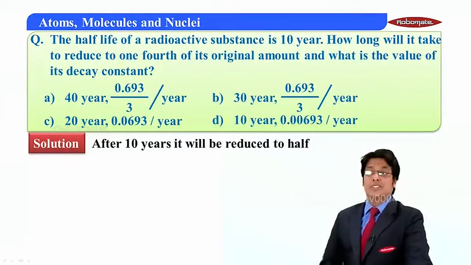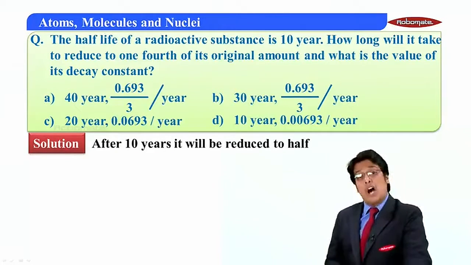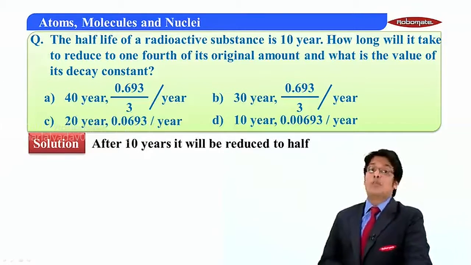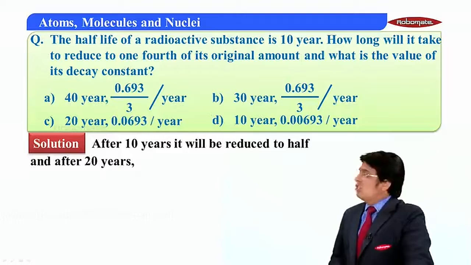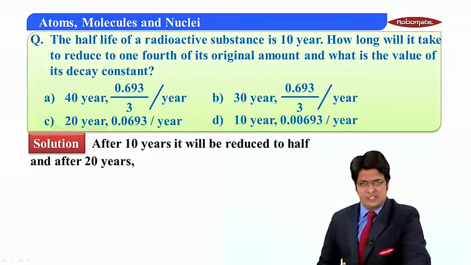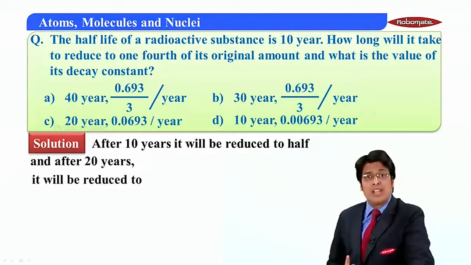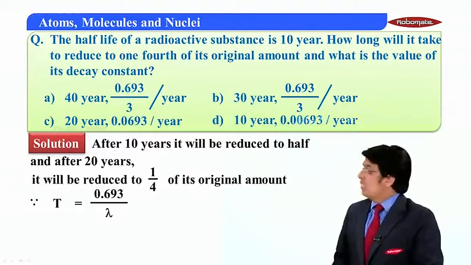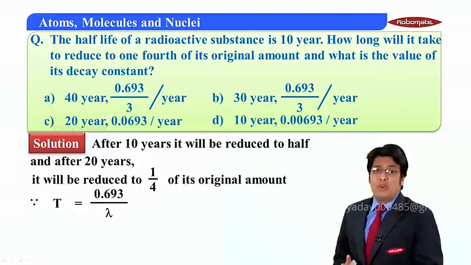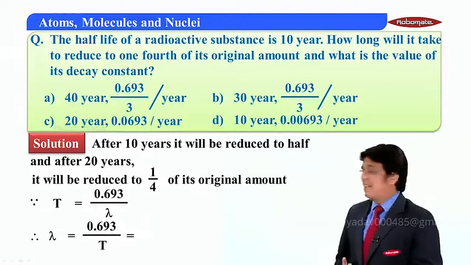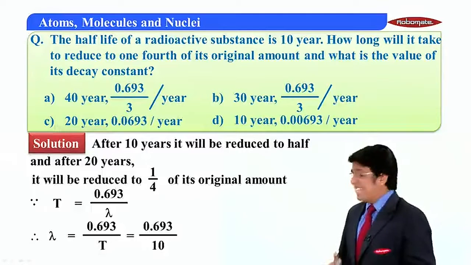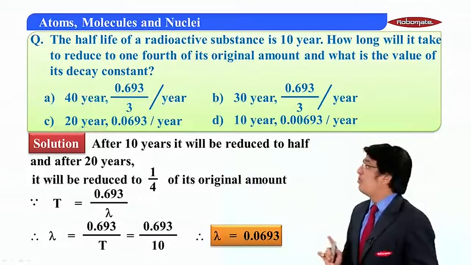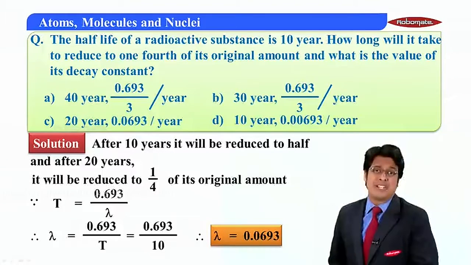Then, the half-life of a radioactive substance is 10 years. So after 10 years, some substance will reduce to half. How long will it take to reduce to 1/4 of its original amount, and what will be the value of decay constant? If half-life is 10 years, then after 20 years it will be reduced to 1/4 of its original amount. Therefore, since T is equal to 0.693 by lambda, lambda is equal to 0.693 by T, that is 0.693 by 10. So the only answer I can get is option C.